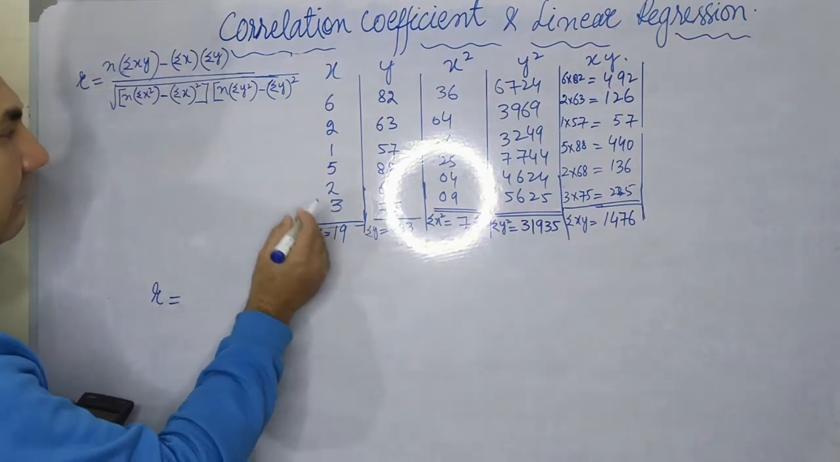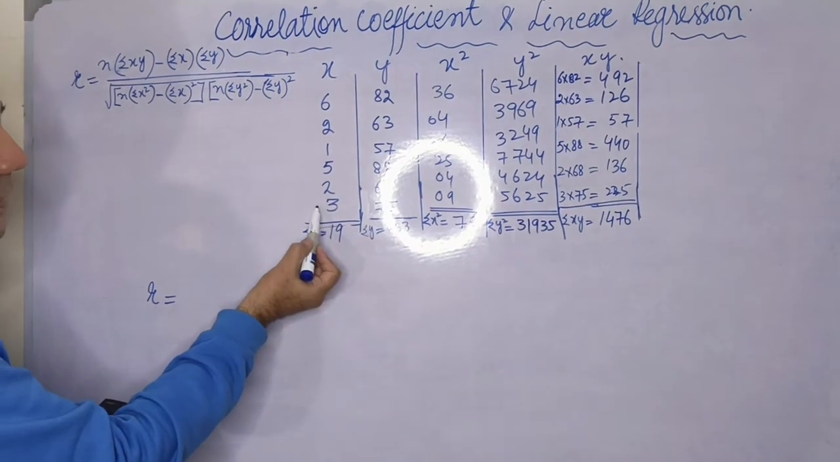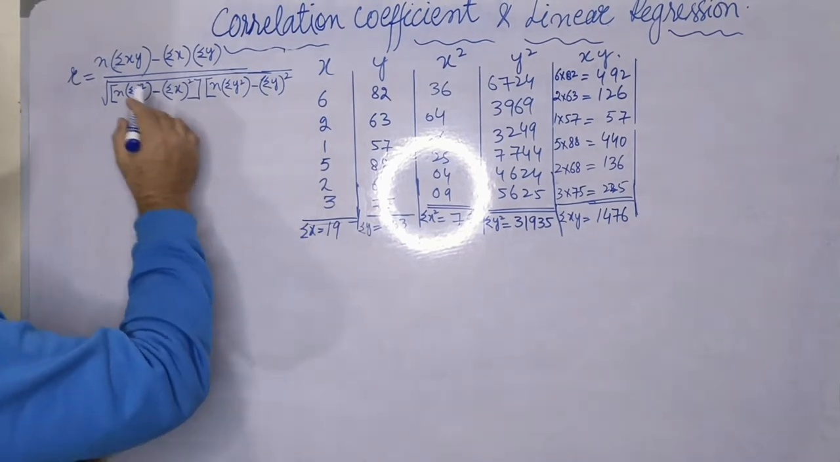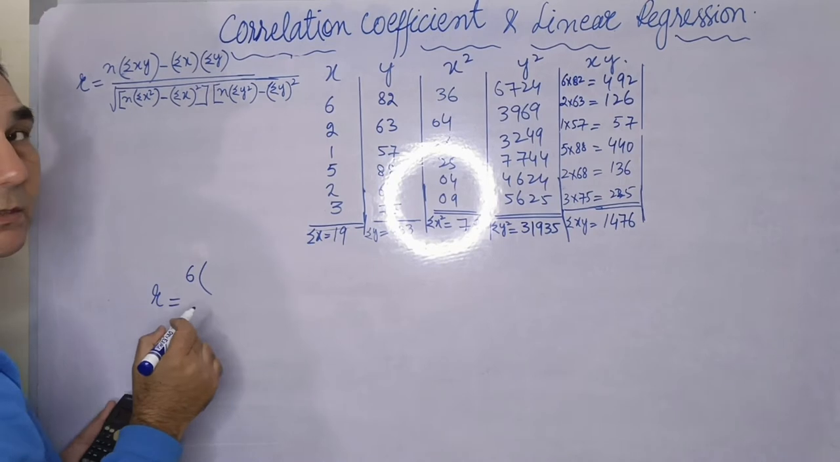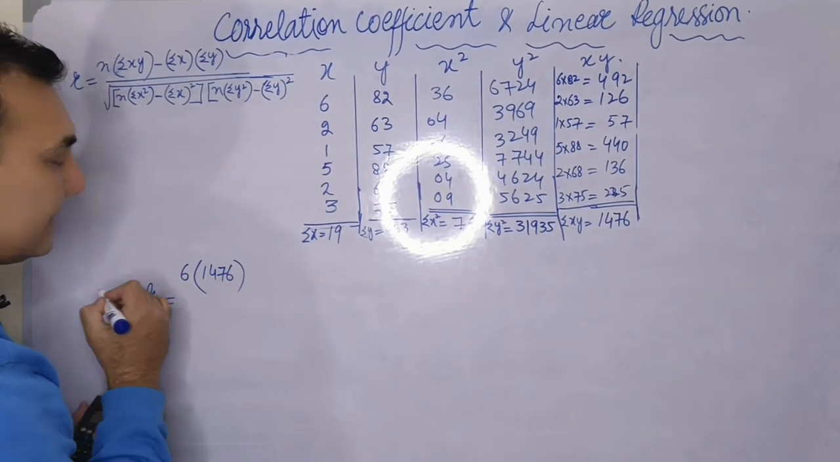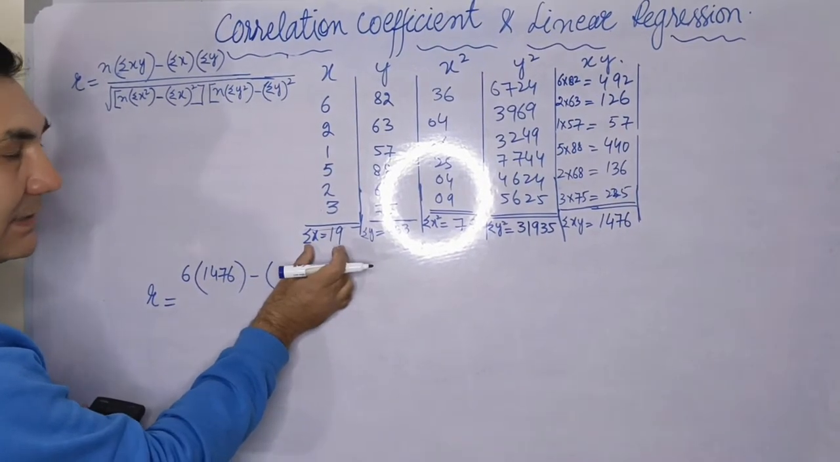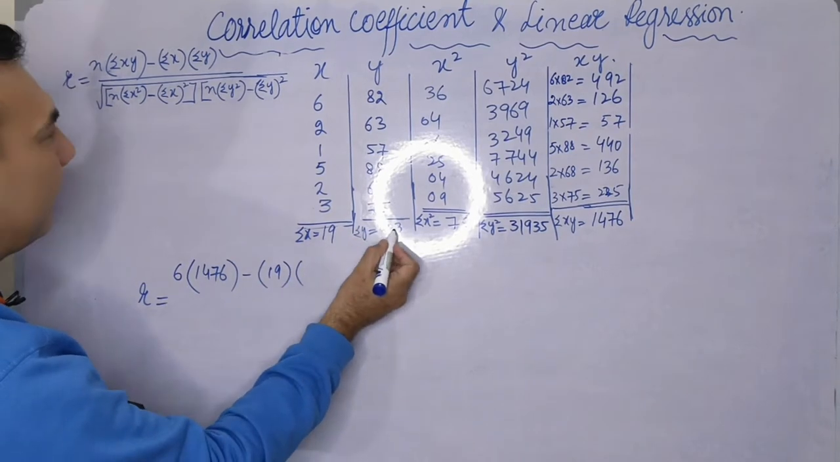What is n? n is the number of samples: 1 2 3 4 5 6. 6 is the sample size. Now what is the sum of xy? We will put the value, the sum of xy is 1476, minus the sum of x, which is 19, and then we multiply it with the sum of y. What is the sum of y? It is 433.